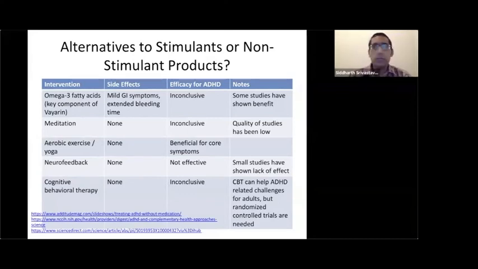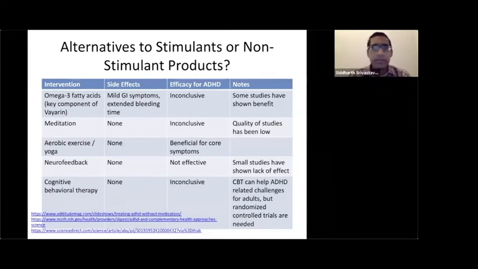Meditation, of course, doesn't really have much in the way of side effects and is also dependent on the cognitive level of your child. Its efficacy for ADHD is also inconclusive. Exercise actually does seem to benefit the core symptoms of ADHD, so something to keep in mind.